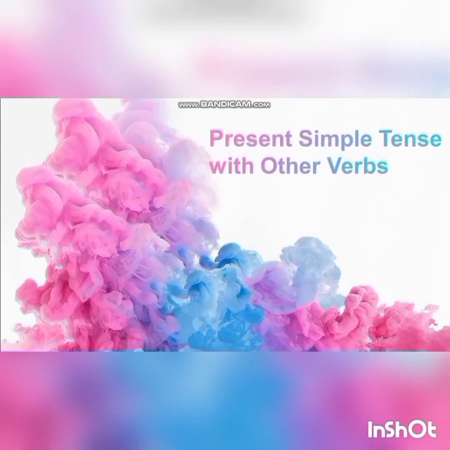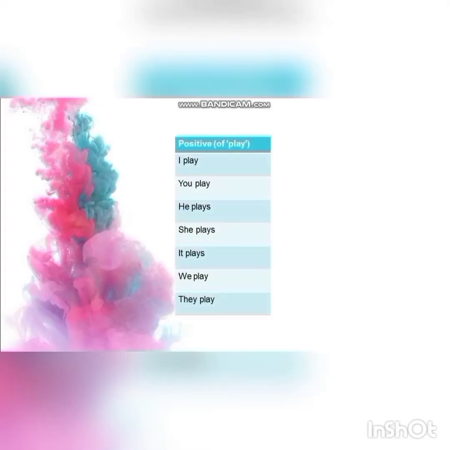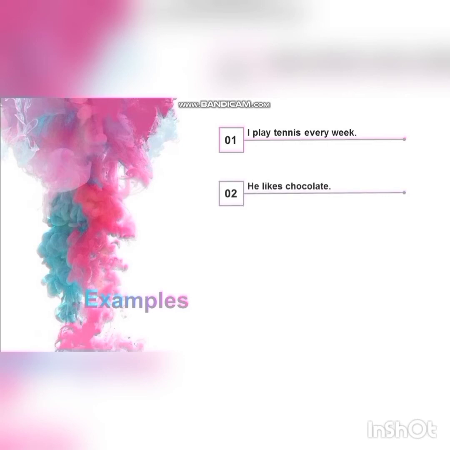The present simple tense with other verbs. With all other verbs, we make the present simple in the same way. The positive is really easy. It's just the verb with an extra S if the subject is he, she, or it. Let's take the verb play as an example. I play, you play, he plays, she plays, it plays, we play, and they play. For example, I play tennis every week. He likes chocolate. They usually go to the cinema on Fridays.